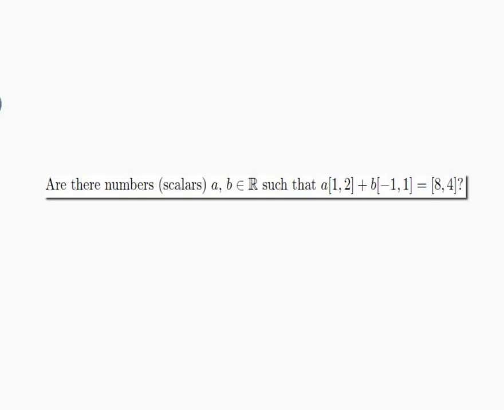The question is, are there numbers, that is scalars, A and B in R, such that A of (1, 2) plus B of (minus 1, 1) is equal to (8, 4)? So we've got a vector equation to solve. Let me write it out. A of (1, 2) plus B of (minus 1, 1) is (8, 4).